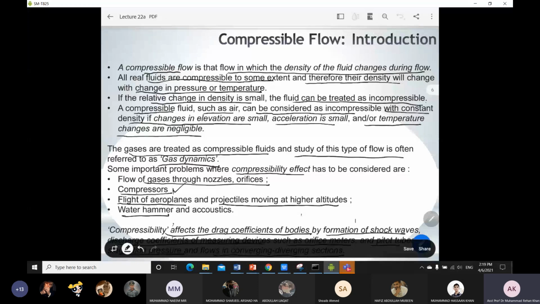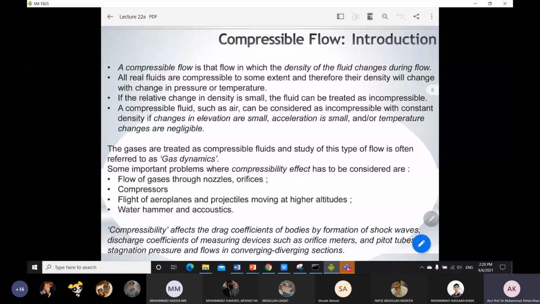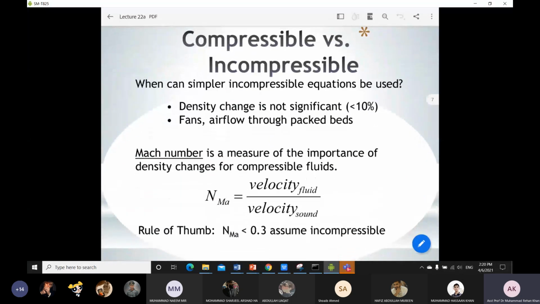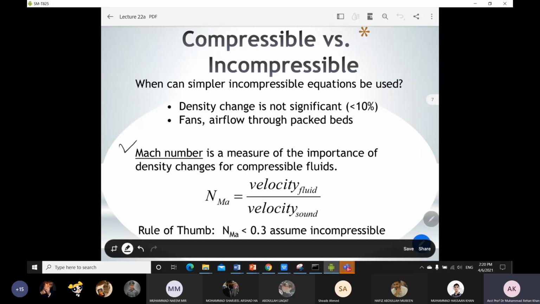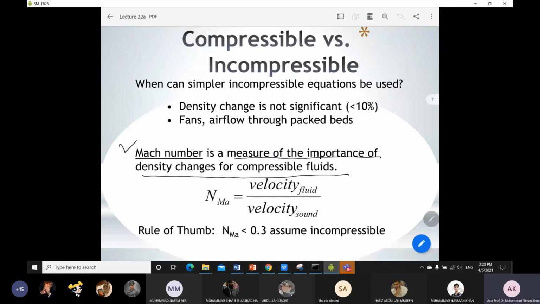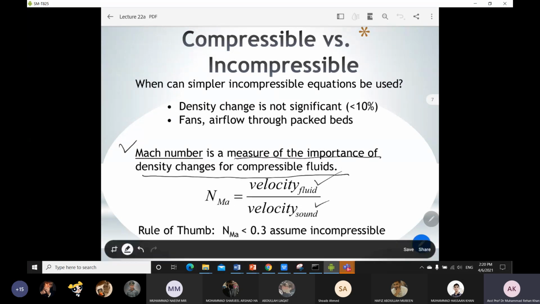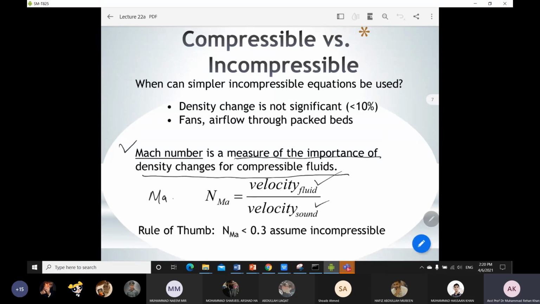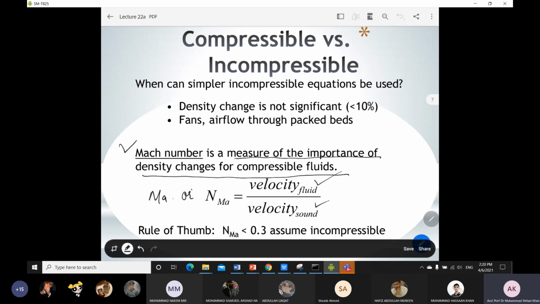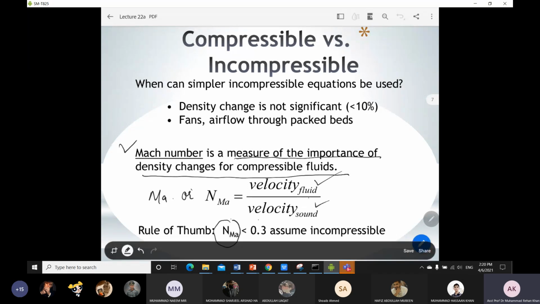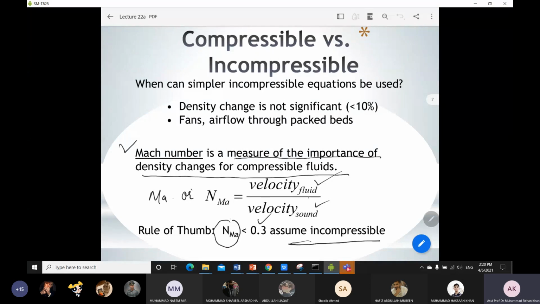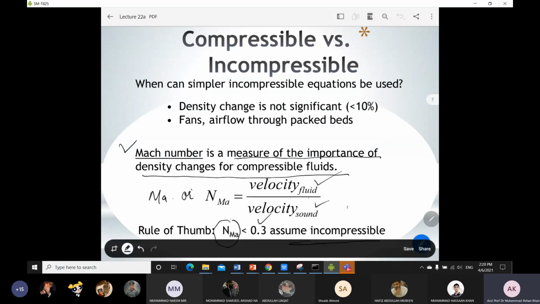Here the basic significance of compressible flow comes from why we are going to study compressible flow in thermodynamics. How can we judge whether the flow is compressible or incompressible? This can be judged by using one dimensionless number, the Mach number. I hope you already have some idea what the Mach number is. The Mach number is a measure of the importance of density change for a compressible fluid, and it is the ratio of the velocity of fluid to the velocity of sound. We denote it with Ma. As a rule of thumb, if the Mach number is less than 0.3, we assume incompressible flow, and if it is greater than 0.3, then it is a compressible flow.